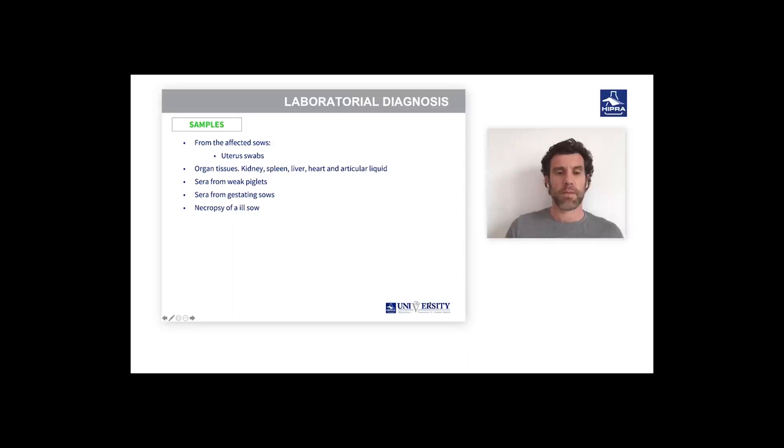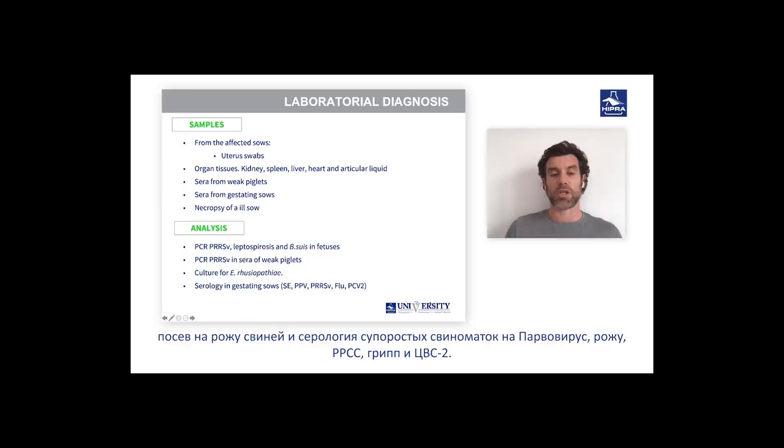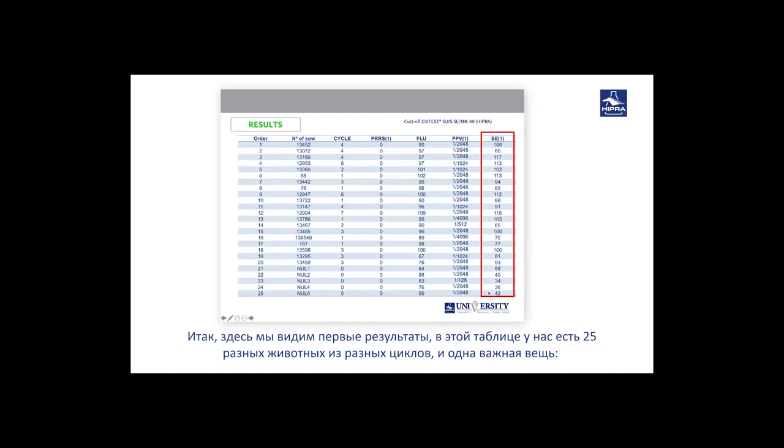The analyses were PCR for PRRS, Leptospira, and Brucella suis in fetuses, PCR for PRRS in sera of weak piglets, culture for erysipelas, and serology in gestating sows against parvovirus, erysipelas, PRRS, influenza, and PCV2. So here we are, the first results that we had.